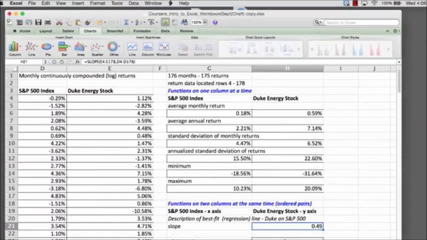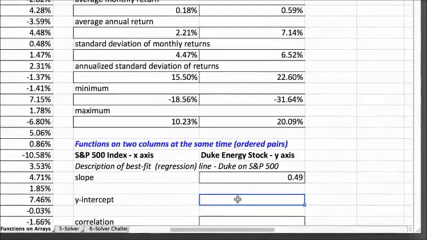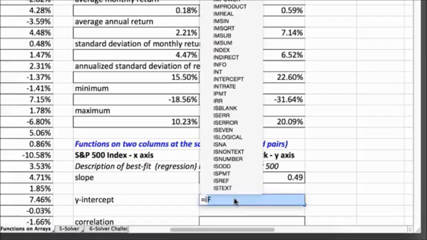Okay. Now I'd like to know, on average, did Duke Energy stock outperform the S&P 500 index? And one way of calculating that is to calculate the y-intercept, or what would be the expected return of Duke Energy when the S&P 500 index had a return of 0% or was flat. And the Excel command for that function is intercept.